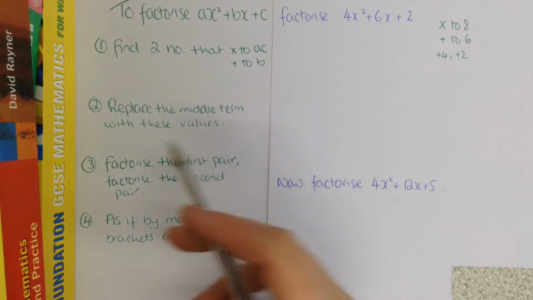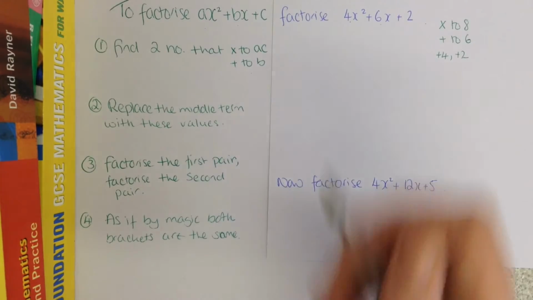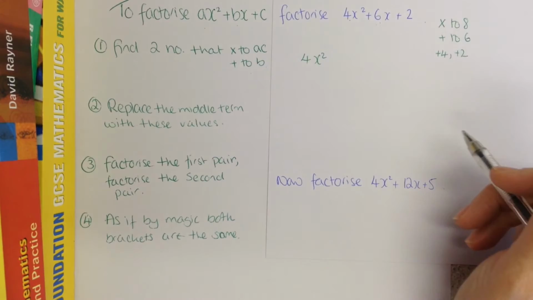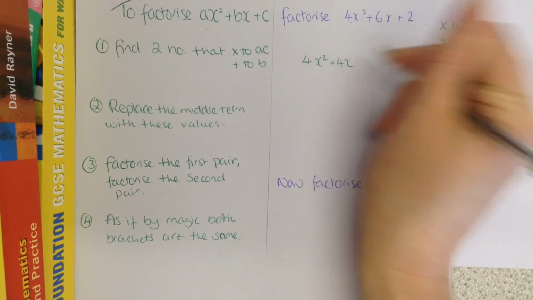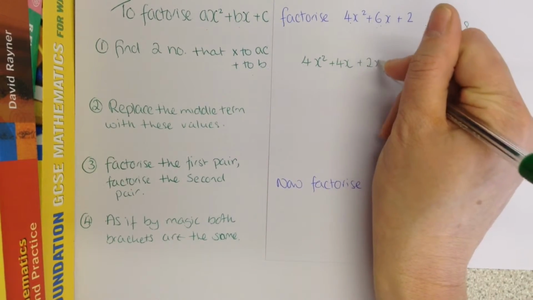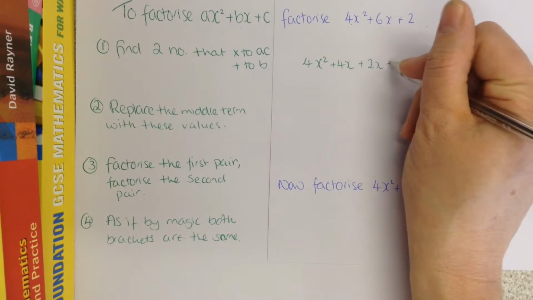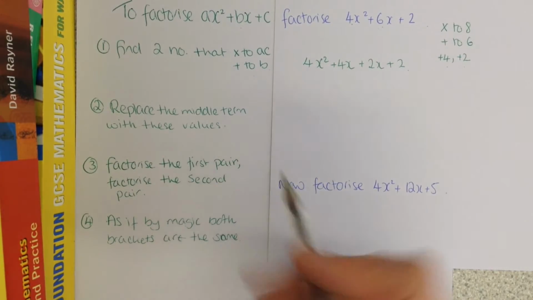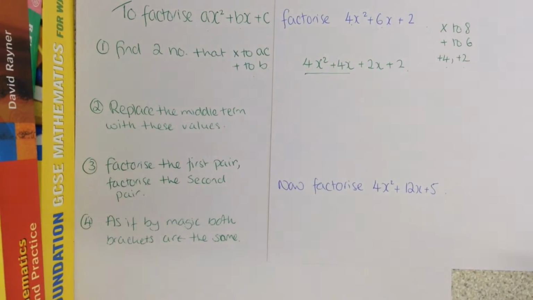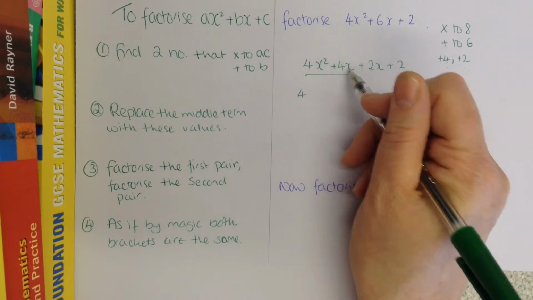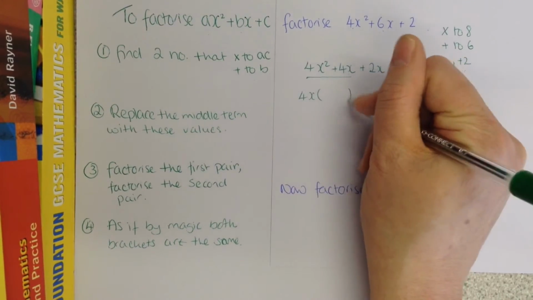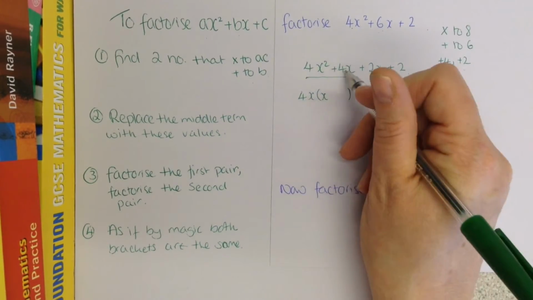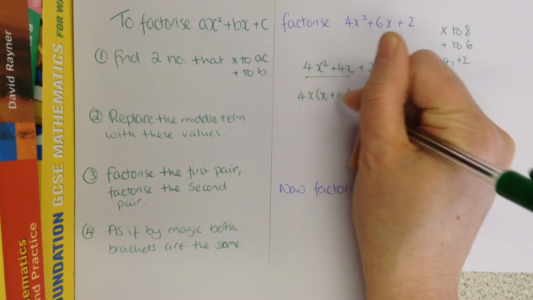Right, next step, replace the middle term with these values. So I'm going to write 4x². I'm going to replace this 6x with plus 4x plus 2x. Okay, and then put the last term on the end. Factorise the first pair, factorise the second pair. So factorising this, well, I can take a 4 out and I can take an x out. So 4x times what is 4x², 4x times x, 4x times what is 4x, 4x is just 1.